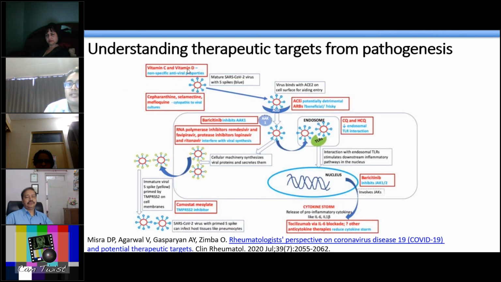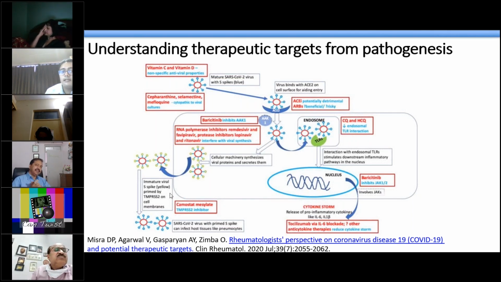Vitamin C and vitamin D have non-specific antiviral properties, and certain molecules like cepharanthine and selamectin have been found to be cytopathic in viral cultures. All of you must be aware of the controversies regarding ACE inhibitors, because the virus uses the ACE2 receptor for entry. This AAK1 protein, which is involved in the entry of the virus, is inhibited by a Janus kinase inhibitor called baricitinib, and RNA polymerase inhibitors remdesivir and favipiravir, and protease inhibitors lopinavir and ritonavir interfere with viral synthesis. Camostat mesylate is a TMPRSS2 inhibitor, which inhibits the maturation of the virus particles.